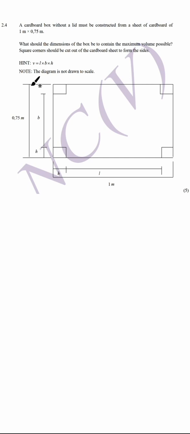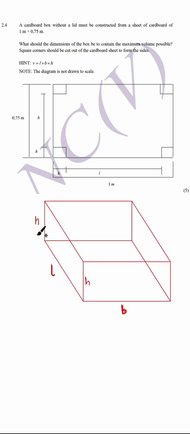And we have the formula: volume is equal to length times breadth times height. And they say the diagram is not drawn to scale. So that's basically our question, with the accompanying diagram. The box that we're going to produce from this sheet of cardboard is going to look like this red box that I've tried to sketch here, with its length, breadth, and height as shown in this red diagram.